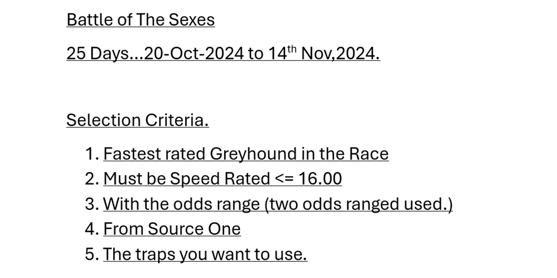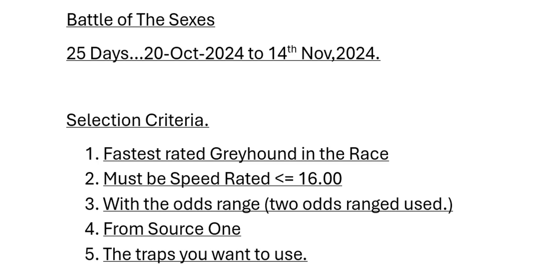In the selection criteria of the set of graphs I'm going to show you, we're looking for the fastest greyhound, and it's very easy. It's got a column, fastest, slowest, so you just click on the fastest. Must be speed rated equal or less than 16, with an odds range, and we'll talk about the odds range in a minute. From source one is the only one that I use, and the traps that you want to use.